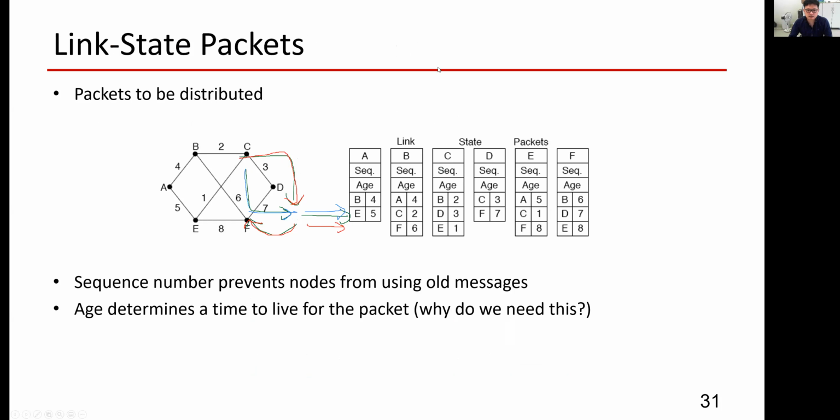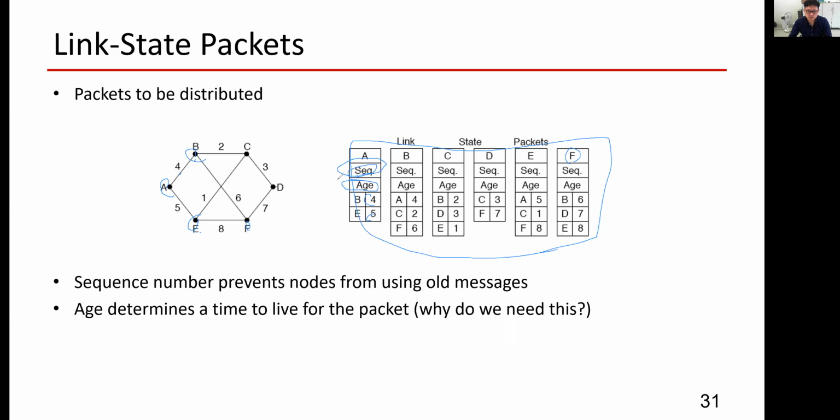Okay, so link state packets are the packets to be distributed in this way. A has B and E as adjacent nodes and cost. And let's look at this guy F. F is adjacent to B, D, and E, with the cost itself. So this is the initial link state packet information, and sequence numbers prevent the node from using old messages. There is a sequence number and age.